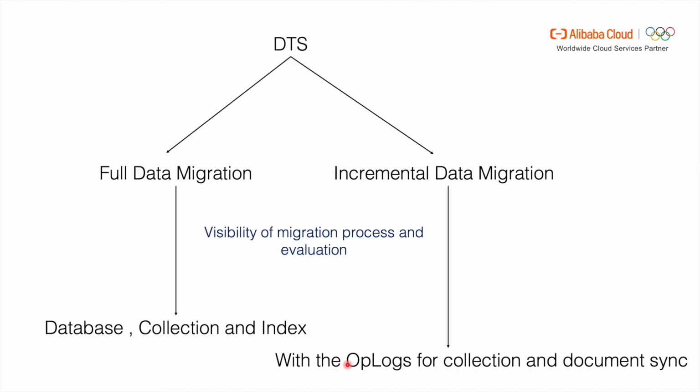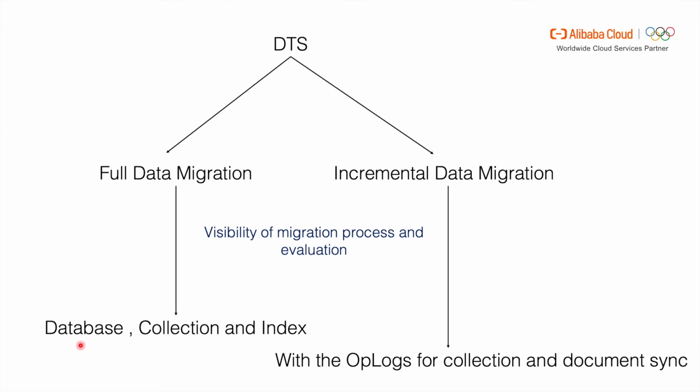Now, before starting the demo, DTS comes in two different formats. One is full data migration, which means whatever you have at the moment, you can migrate completely to your destination, or to your cloud MongoDB. Then we have incremental data migration. Once your full data migration has been completed, you can start the incremental data migration, so whatever you insert on your source will be visible on the destination. You can also see what is going on, the evaluation, and whether there are any incompatibilities. That is quite visible in the DTS console itself.